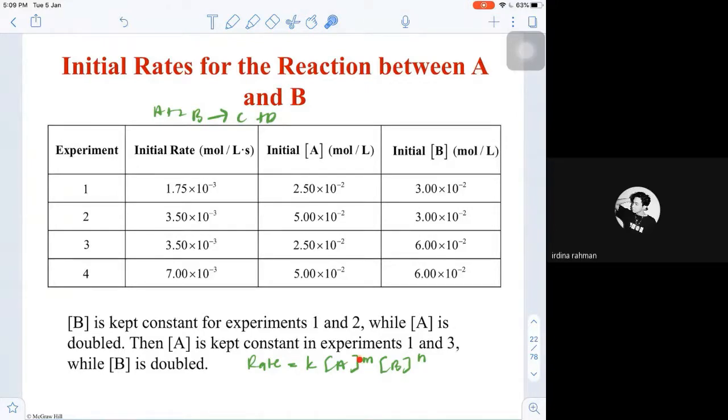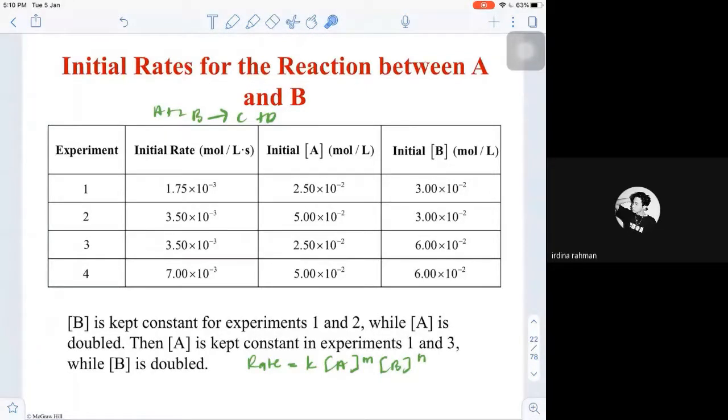Okay, to find the M value, what is the order for A, we have to choose two series of experiments with the same concentration of B. So, 1, 2, 3, 4, the concentration of B that are the same is 1 and 2 or 3 and 4. Kena pilih dua eksperimen saja.